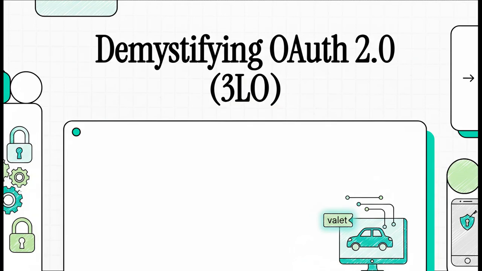All right, let's get into it. Today, we're going to tackle something that's super important for anyone building integrations, Atlassian's OAuth 2.0, or as you'll often hear it called, 3LO. And don't worry, we're going to make this easy by thinking of it as a secure valet key for your digital life.